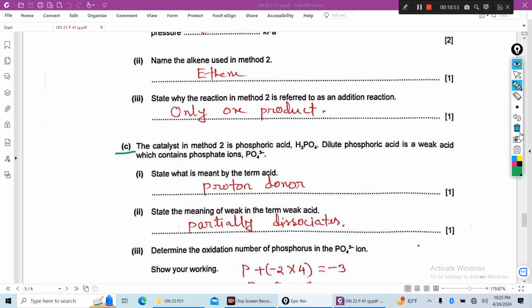Then number C, the catalyst in method 2 is phosphoric acid. Dilute phosphoric acid is a weak acid which contains phosphate ion. Number 1, state what is meant by the term acid. Acid means proton donor. Acid donates proton. Number 2, state the meaning of weak in the term weak acid. Weak means partially dissociates, or weak means partially ionizes.